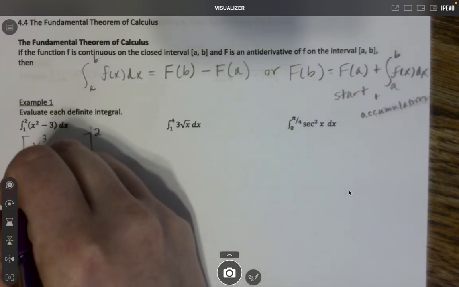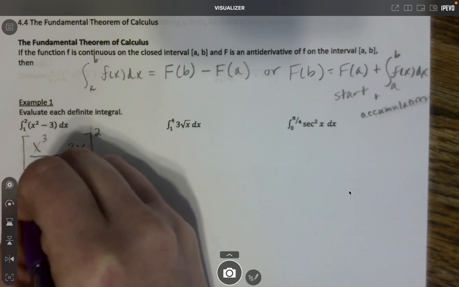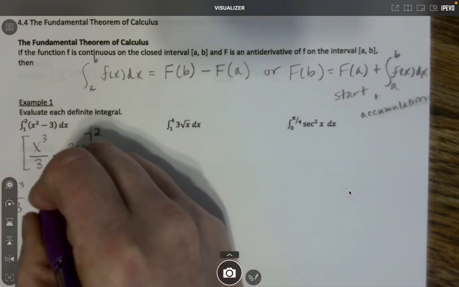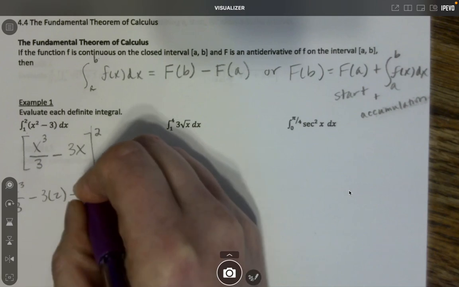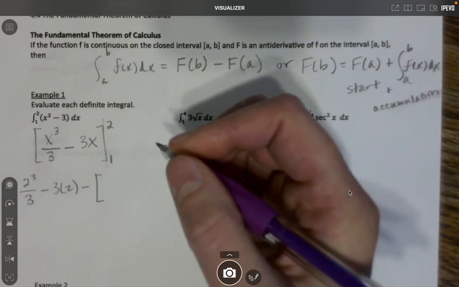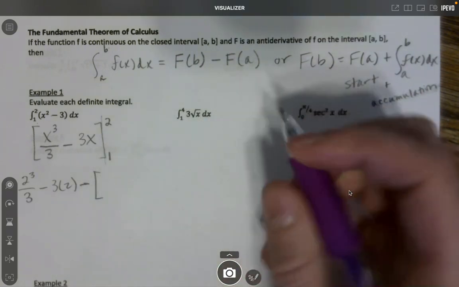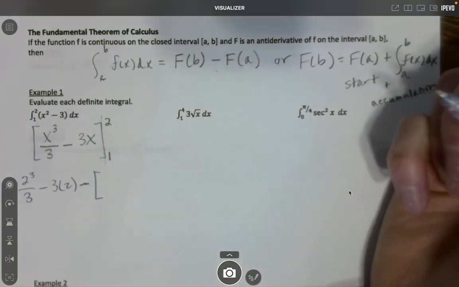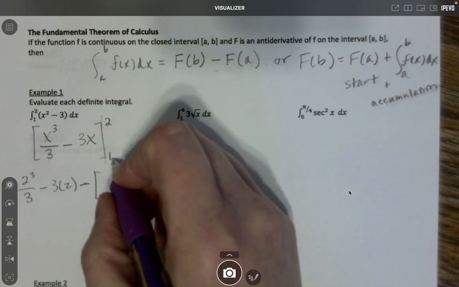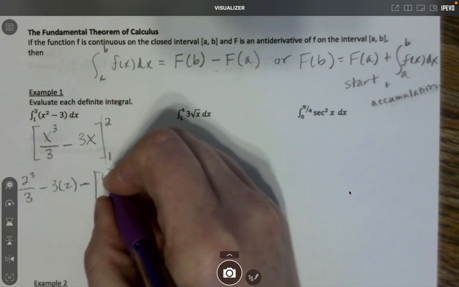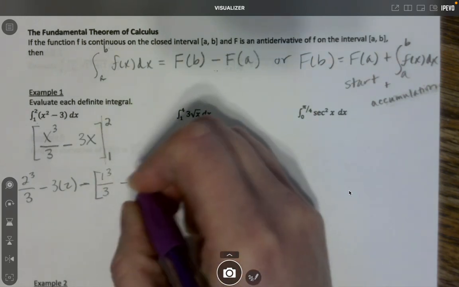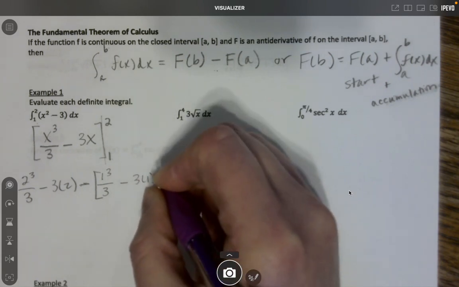So I'm going to have 2 cubed over 3 minus 3 times 2 minus, and then I'm going to bracket this off because I'm subtracting. I know that sometimes I forget to distribute that minus sign, and there's a big minus sign right here. I can't forget about that. And then we're going to substitute 1. So I'll have 1 cubed divided by 3 minus 3 times 1.